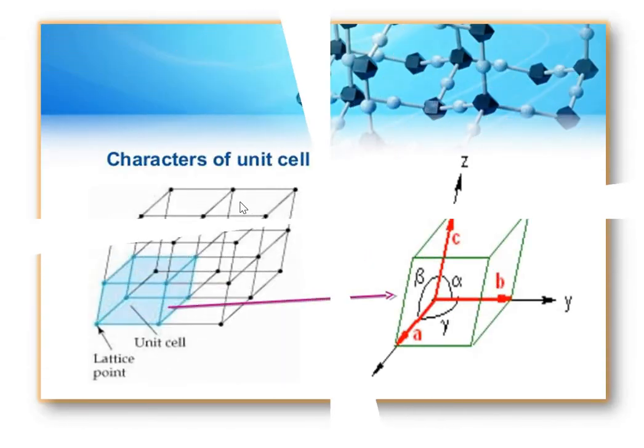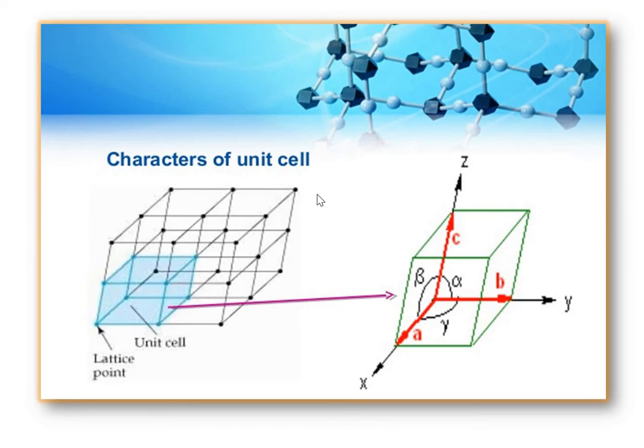Now let us study the characteristics of the unit cell. This unit cell is represented along the 3 crystallographic axes X, Y and Z, where a, b and c are the lattice constants, and the angles made by the 3 edges of the unit cell are alpha, beta and gamma.